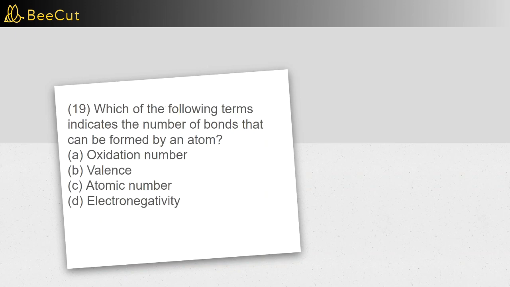Number 19 says, which of the following terms indicates the number of bonds that can be formed by an atom? A, oxidation number, B, valence, C, atomic number, D, electronegativity. The best option that can indicate the number of bonds that an atom will form is the oxidation number.